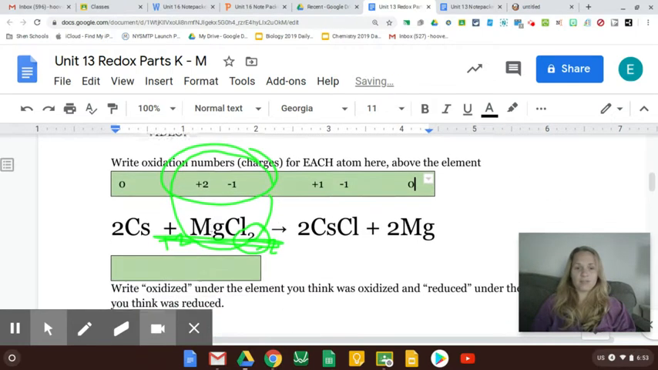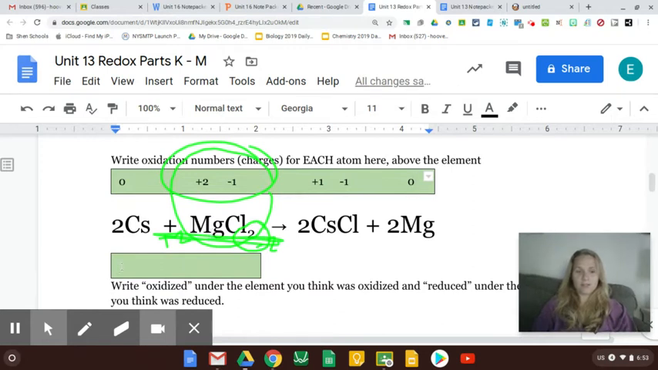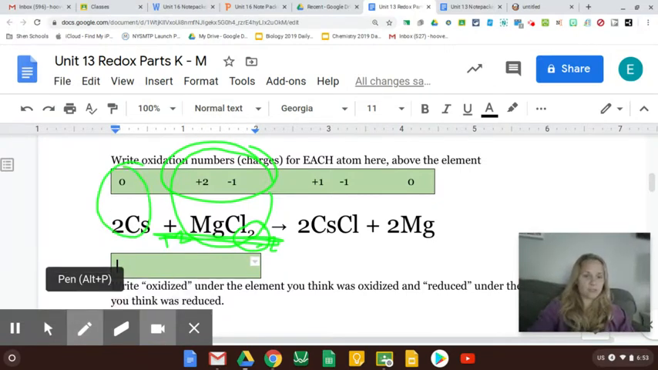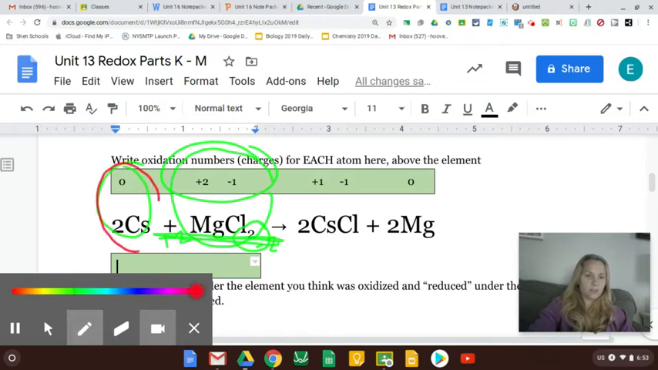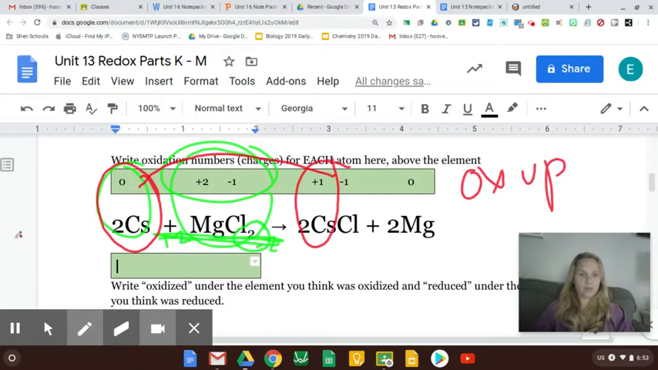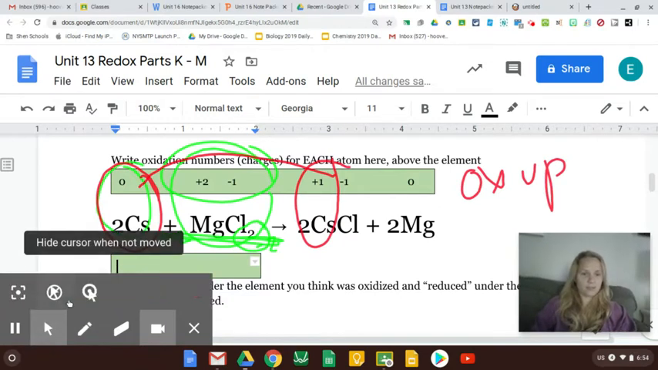Okay, so now that I have written those numbers, I can come down here and decide who was oxidized and who was reduced. You can see the answer bar is only on the left because only the stuff on the left can be oxidized or reduced. The stuff over here is like the results of that. So we're going to pick always something on the left. So I'm just going to look at each thing and look at what happened to its charge and decide what happened to it. So I'll just start with Cs. Cs was 0, and now it became +1. So it looks like it went up. So we said ox up. So I'm like, oh, okay, Cs, you got oxidized.